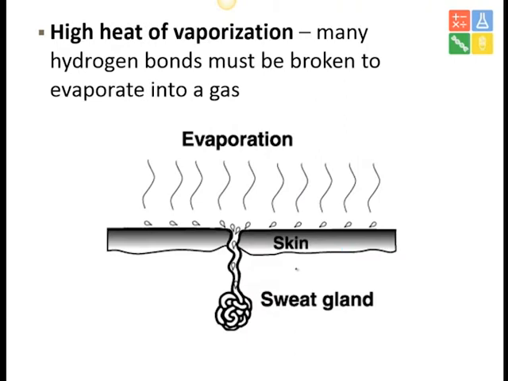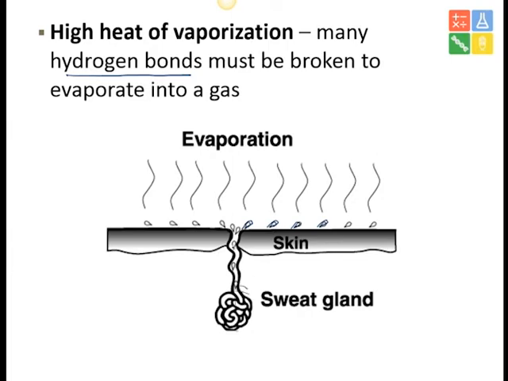High heat of vaporization. So this is due to the many hydrogen bonds that must be broken to have sweat, which is essentially made up of water and other solutes. But here's the sweat, and as it's on the skin, when it evaporates, it actually will cool the body. This is how it works.